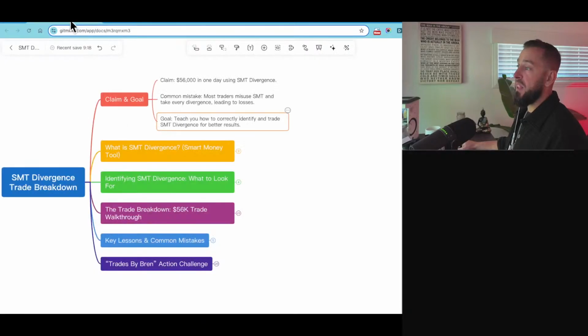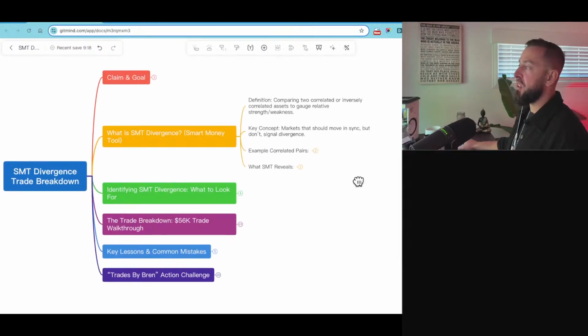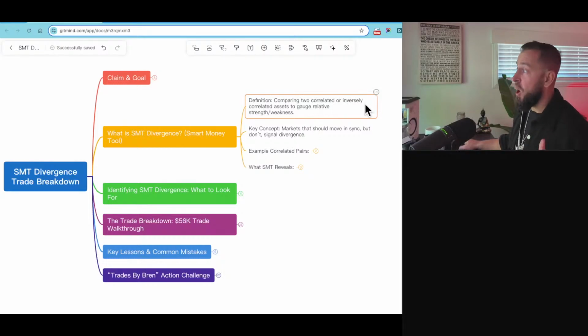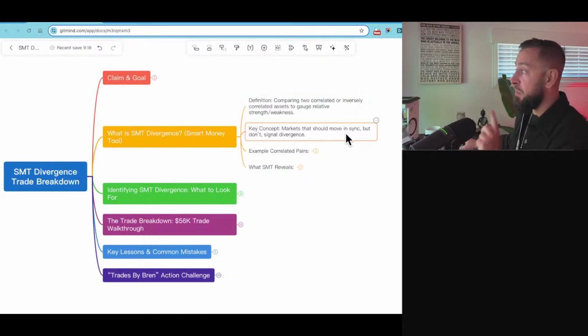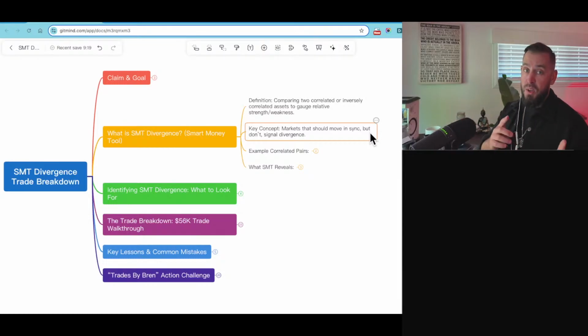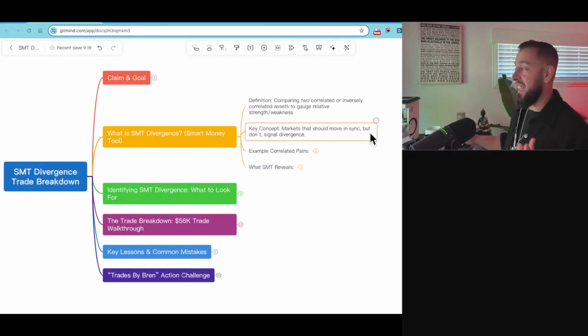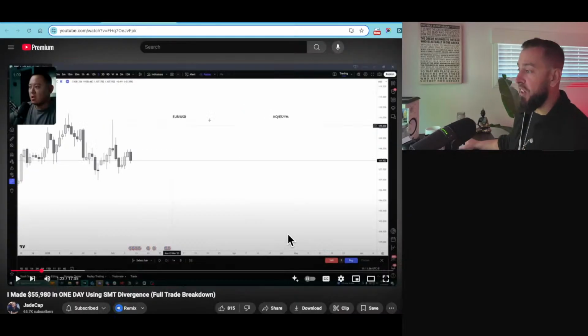Now, relative strength versus weakness. So pay special attention to that. What we're doing here is comparing two correlated or inversely correlated assets to gauge relative strength or weakness. You guys got that, right? And the key concept is that there are markets that should move in sync, and there's markets that don't. So when a market is known to be correlated with another market, and then suddenly they're not moving together, that's called a divergence. Divergence just means difference, right?